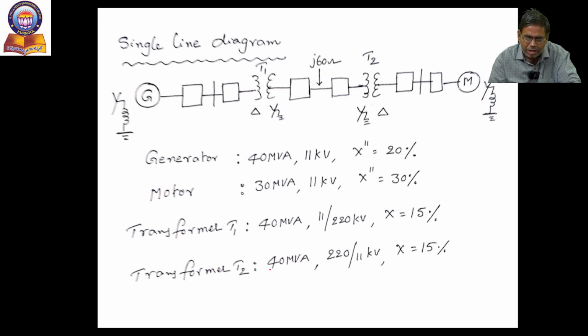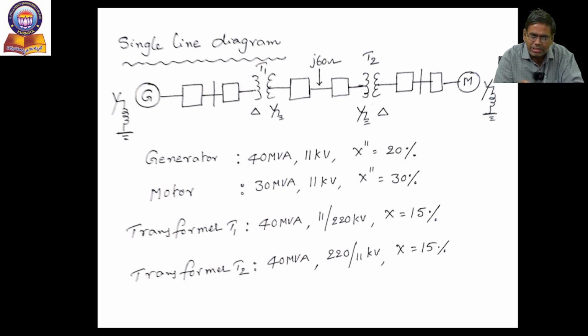The other one, T2, is a step down transformer. Its ratings are 40 MVA, 220 kV by 11 kV and subtransient reactance is 15%. The line impedance is represented as j60 ohms. That means the generator, transformer, transmission line, another transformer and motors, all components are represented in one diagram, that is nothing but a single line diagram, and the ratings of all these components are written at the bottom of the diagram.